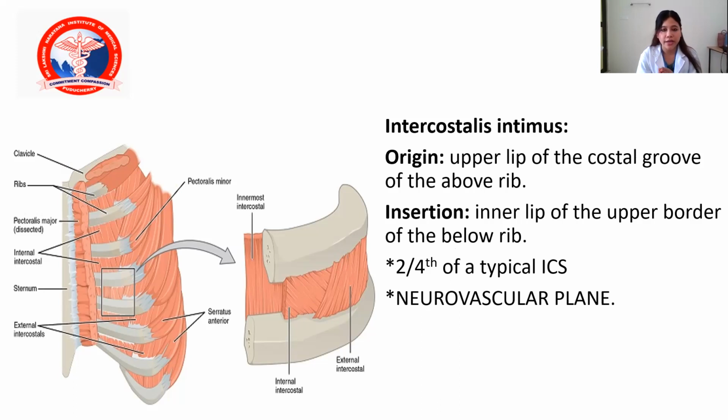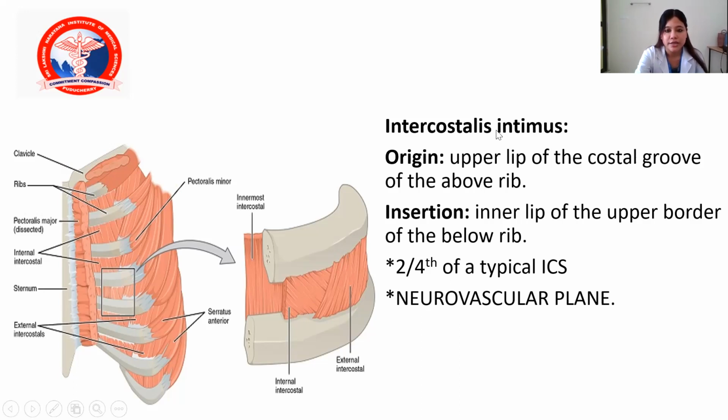So the intercostalis externus is attached to the outer lip, the intermediate area is the attachment of the intercostalis internus, and the intercostalis intimus muscle is attached to the inner lip of the upper border of the lower rib.